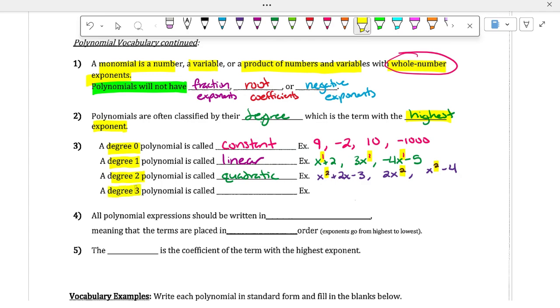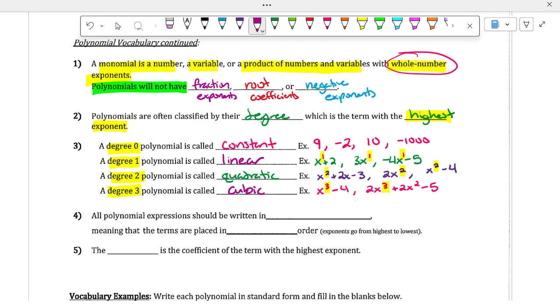And then finally, degree of 3. That would be x cubed minus 4, or 2x cubed plus 2x squared minus 5. So the highest exponent in all of these is 3. That's called cubic. And these are actually the function names. So we define the function name by its highest degree.